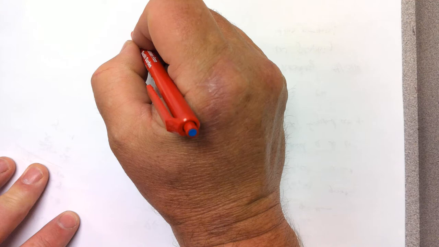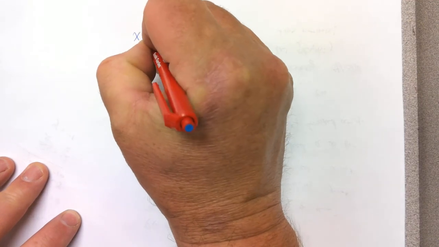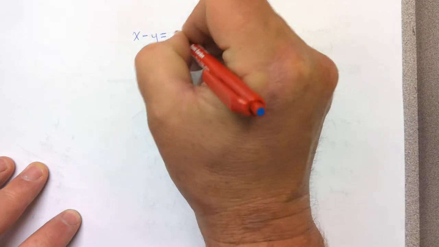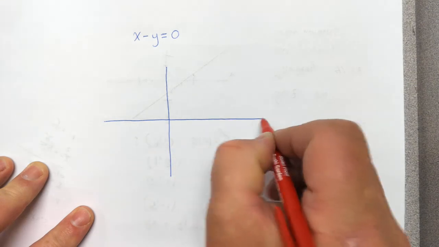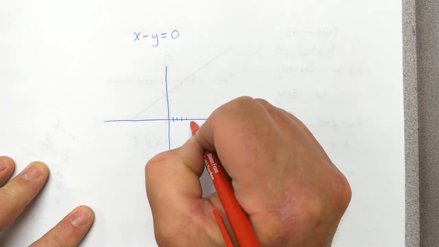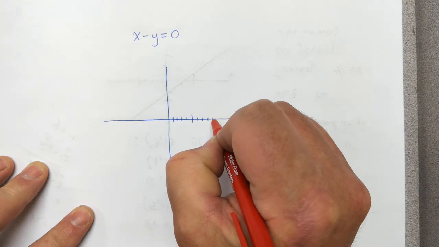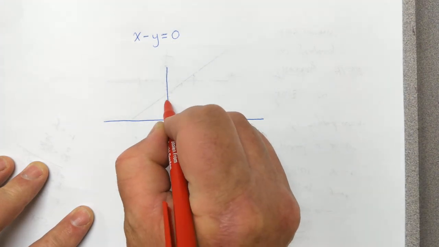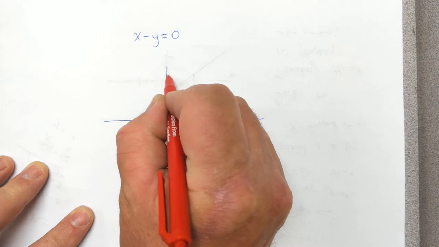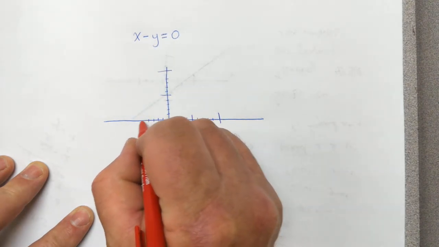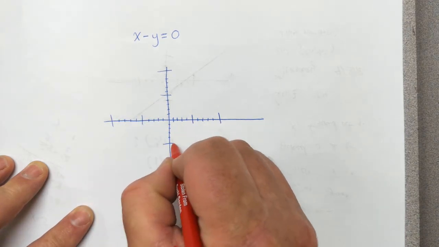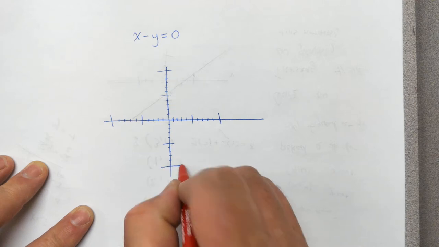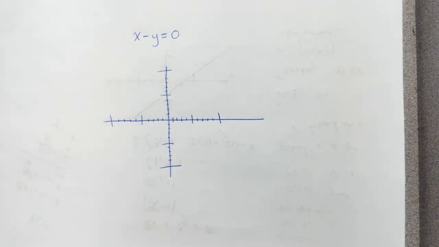Let's do x minus y equals 0. You try. Three answers and a graph.